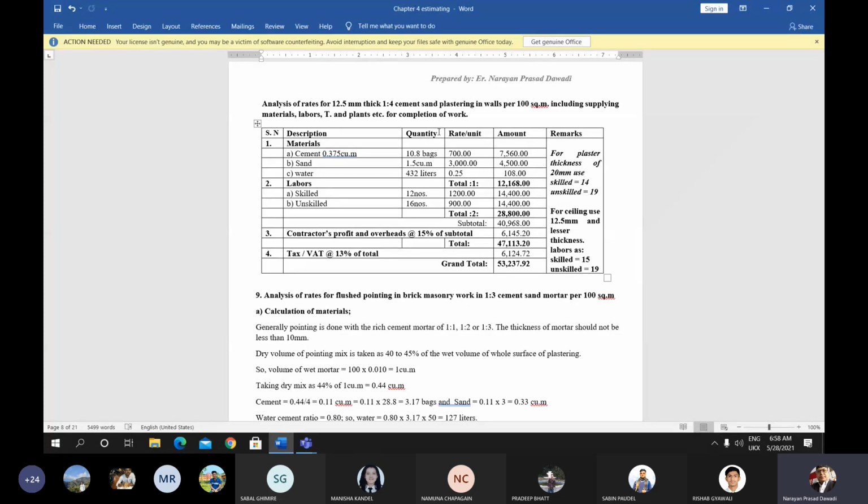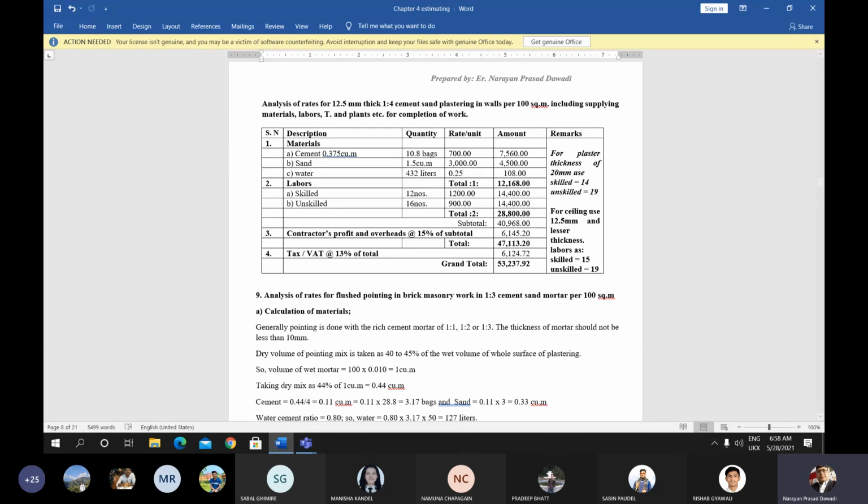For plastering the ceiling surface, the thickness of the mortar may be small. A thickness of 10 mm or 12.5 mm is used. A 20 mm thickness is not used for plastering in the ceiling.